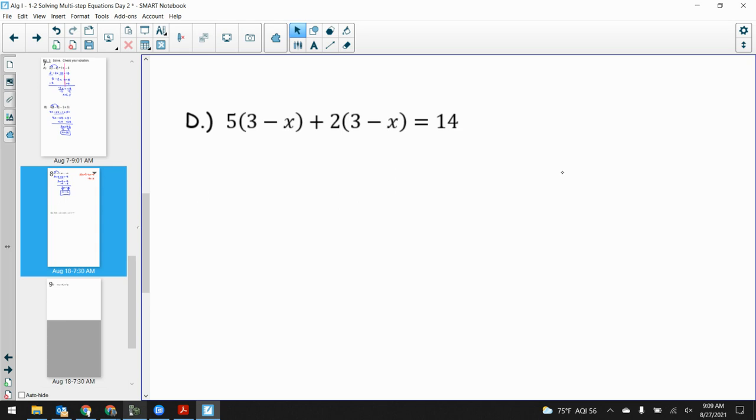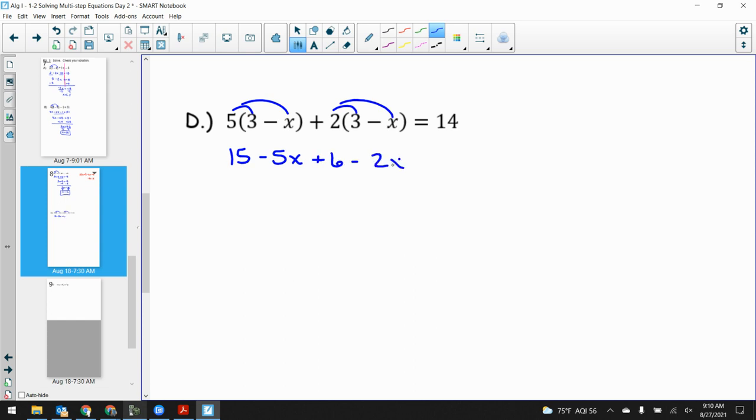So all I'm doing now is saying, okay, if I've got that 14, on the other side, all I'm going to do is do the double distributive property, simplify, and then in the end solve. Okay. So let's do it. Distribute in here and here. 15 minus 5x. Here and here. 6 minus 2x.